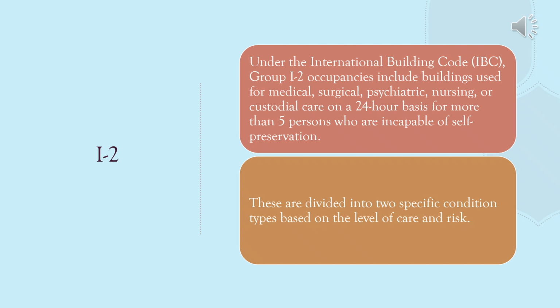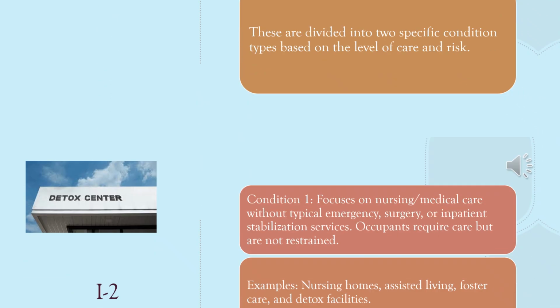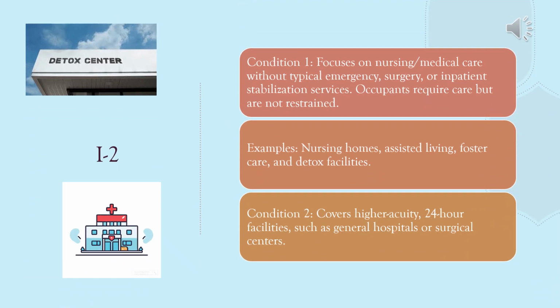Under the IBC, I2 occupancies include buildings used for medical, surgical, psychiatric, nursing, or custodial care on a 24-hour basis for more than 5 persons who are incapable of self-preservation. The self-preservation is the key in determining these different categories. And there are 2 specific conditions based on the type and level of care. When we talk about I2s, we're talking about different conditions, right?